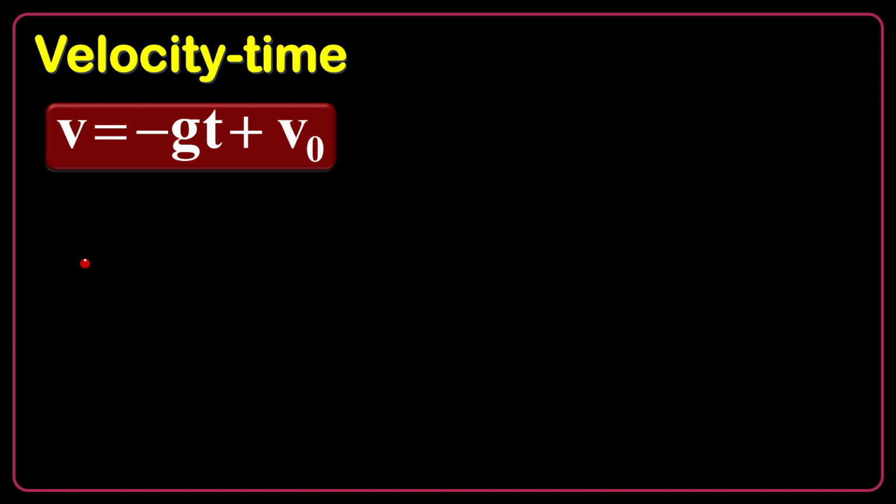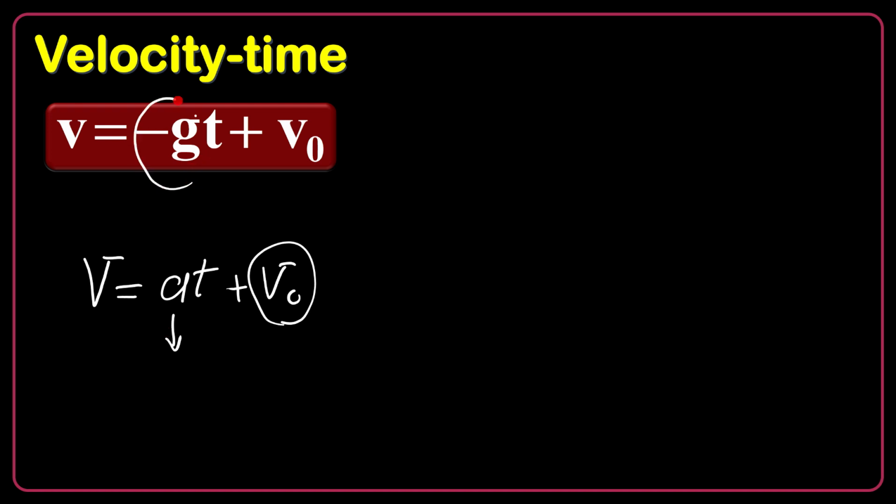You know that in constant acceleration, velocity is written as v equals at plus v naught. v naught is the initial velocity and a is acceleration. But here the acceleration is substituted by negative g. Acceleration in free falling cannot be anything except negative g. Initial velocity could be positive, could be negative, depending on the case.